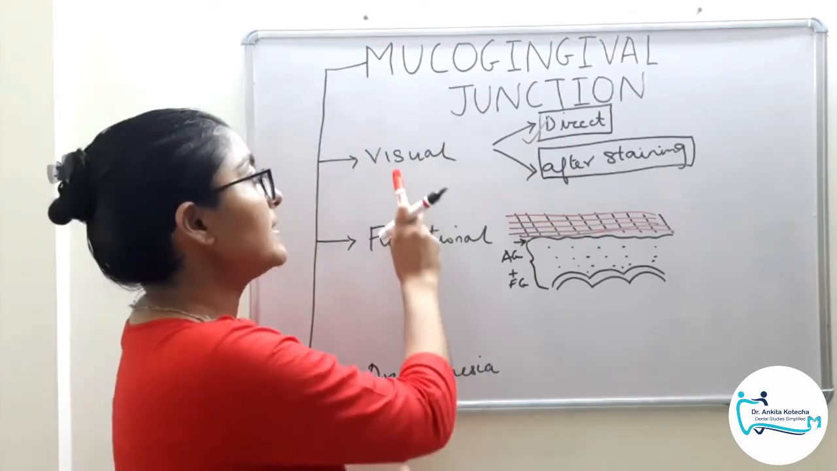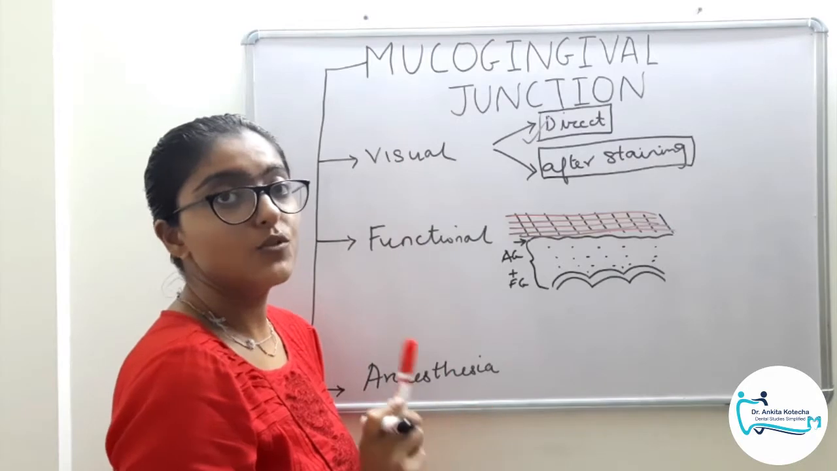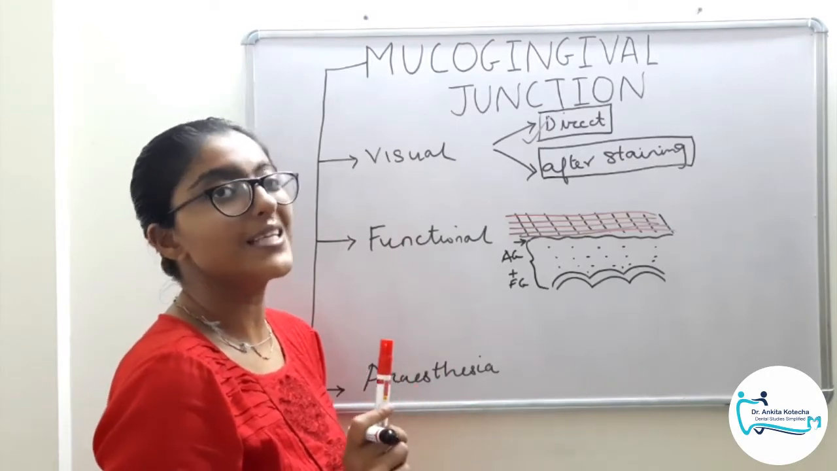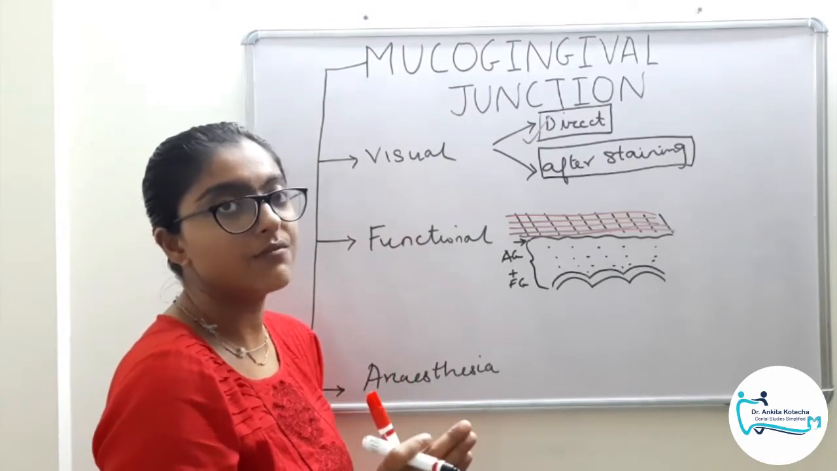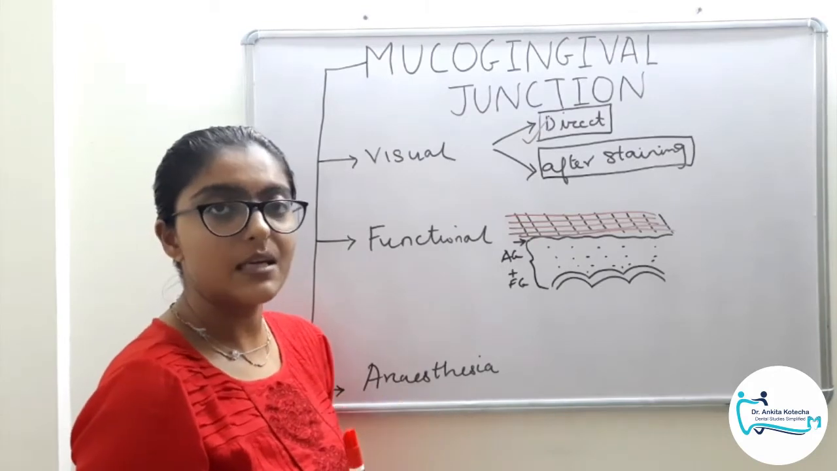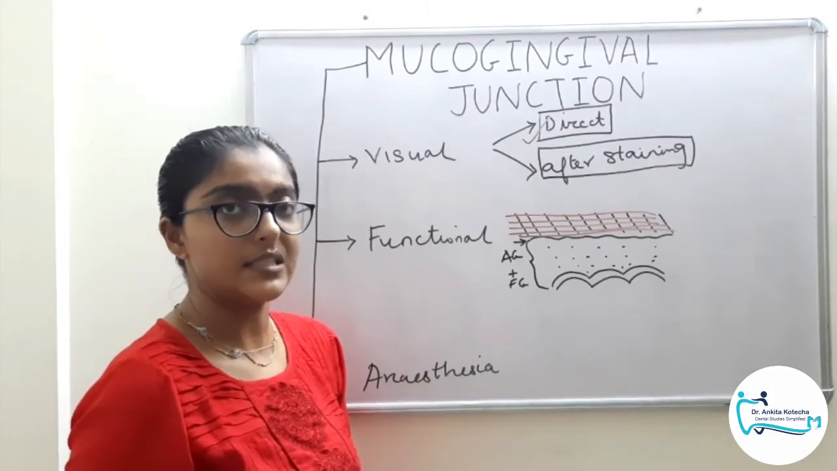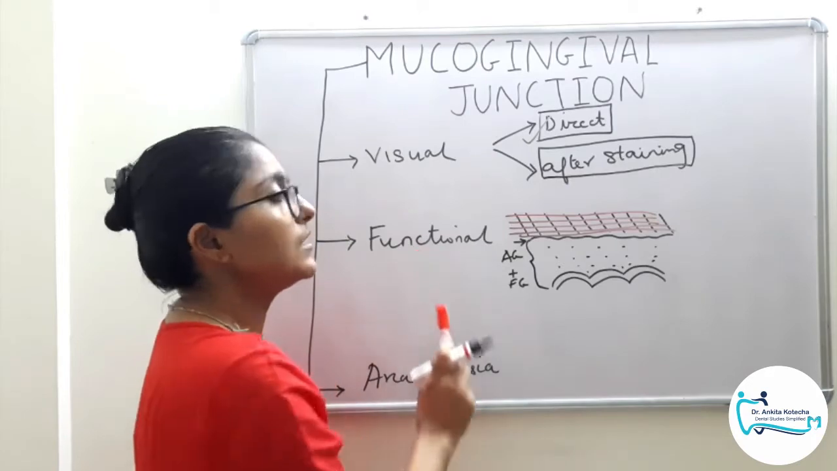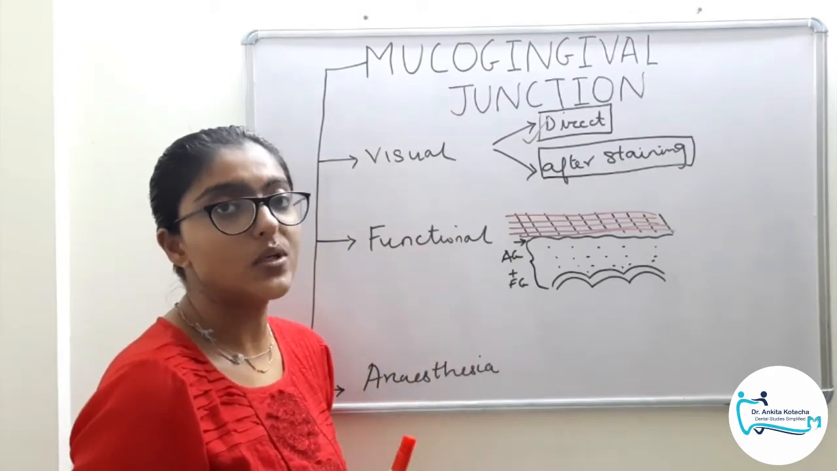Clear? This completes the first category of the method to locate the mucogingival junction, that is visual. Two methods: direct visual examination and visual examination after application of staining. Coming to the next method, which is the functional method, that is the roll test.